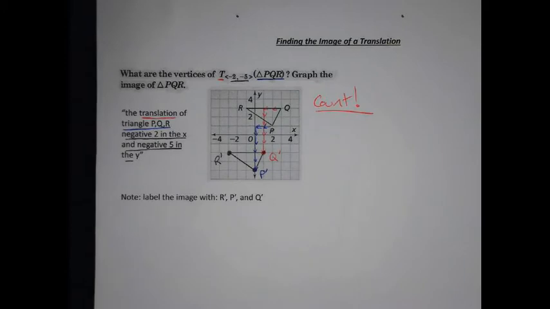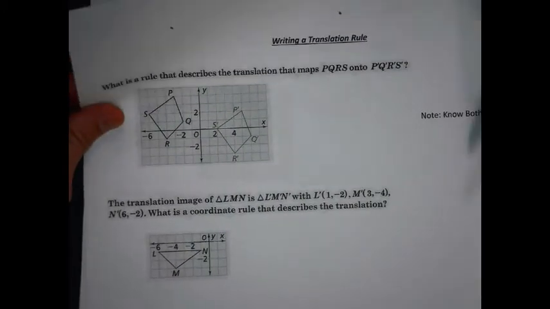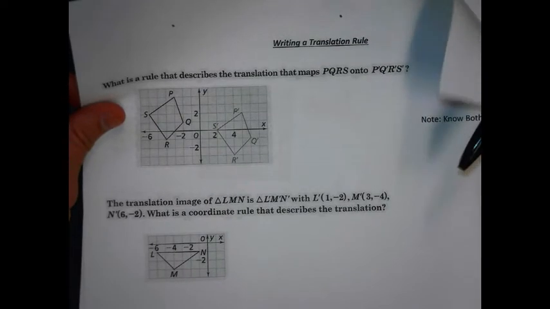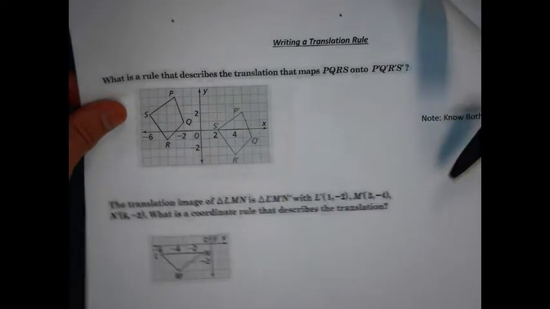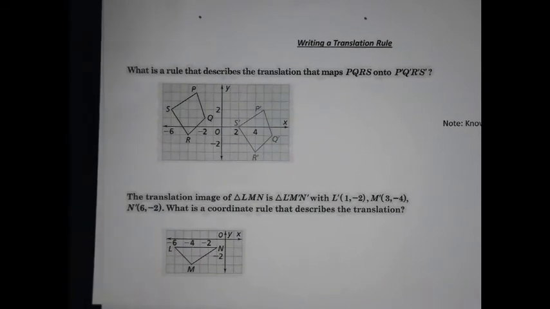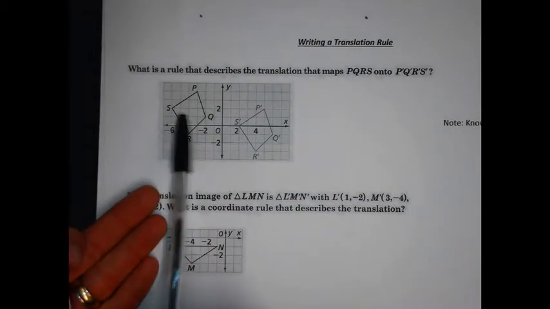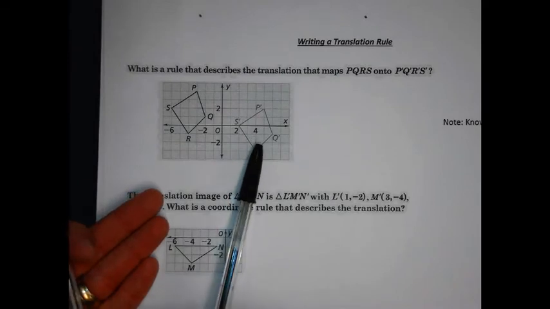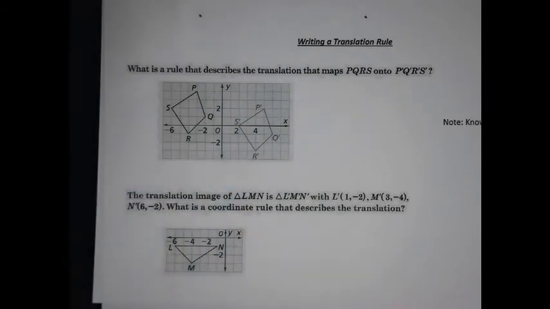So now, what are we going to do with the next thing? Well, the next thing is kind of interesting. The next thing we're going to learn how to do is write a transformation rule. Take a look at this question. What is a rule that maps PQRS onto P prime, Q prime, R prime, and S prime? So we have to look at the pre-image and the image. Here's the pre-image and the image. What's a rule that maps the original to the image?